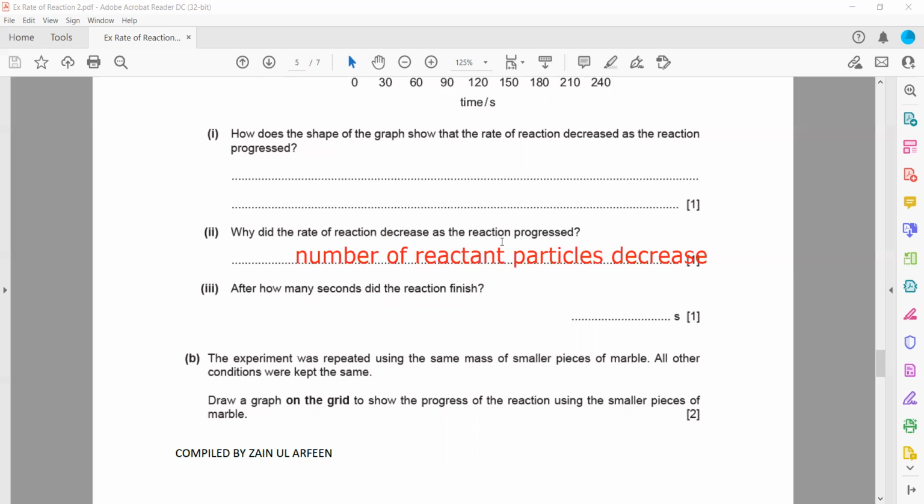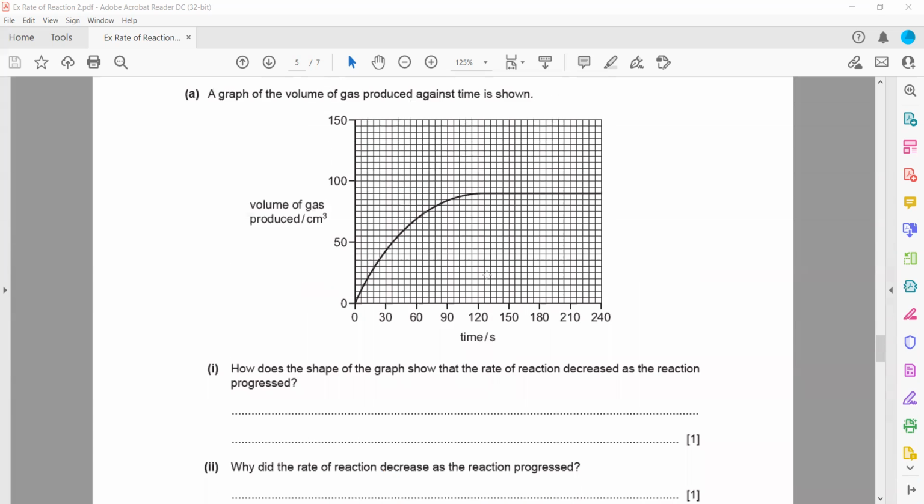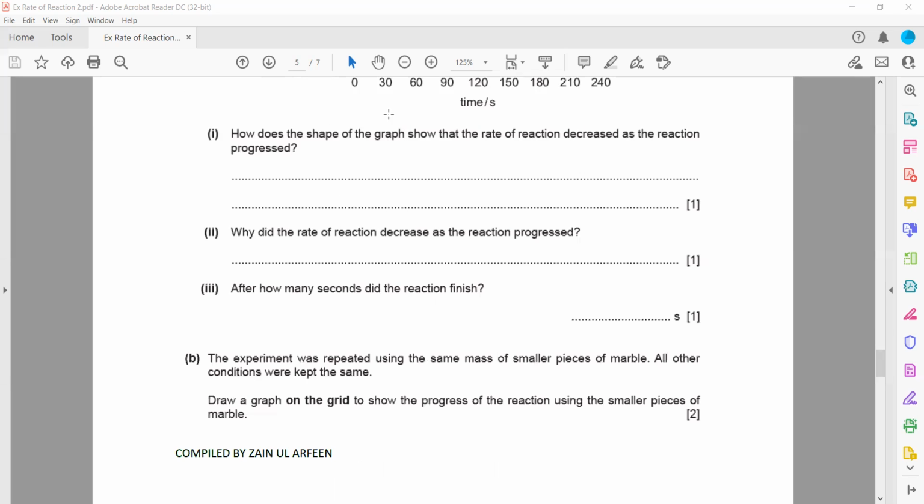After how many seconds did the reaction finish? So how can we identify when the reaction finishes? The moment when the line turns horizontal, that is the moment when the reaction finished. It appears to be around here, the starting point of the horizontal line. When it is a horizontal line, it means you're not getting any change in the product. So at this time the reaction completed. So it is 120 seconds.